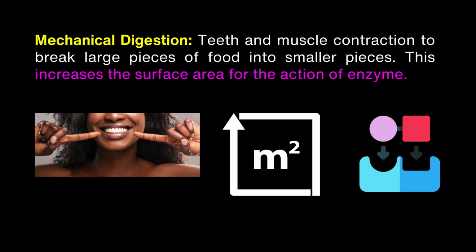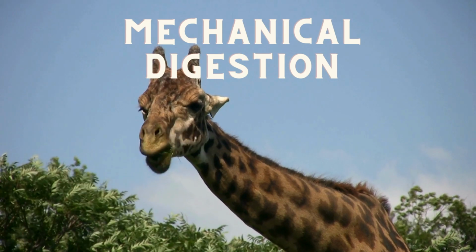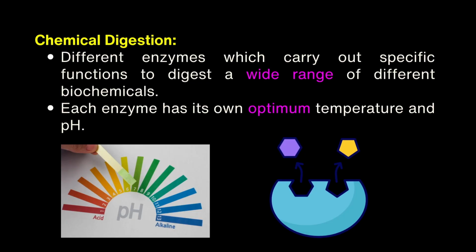The first is mechanical digestion, which is where teeth and muscular contraction break down these large pieces of food into smaller pieces. This is really important as it increases the surface area for the action of many different enzymes. Next, we move to chemical digestion, and this is done by enzymes. And they're able to digest a wide range of different biochemicals or macronutrients, such as protein, carbohydrate, and fat.